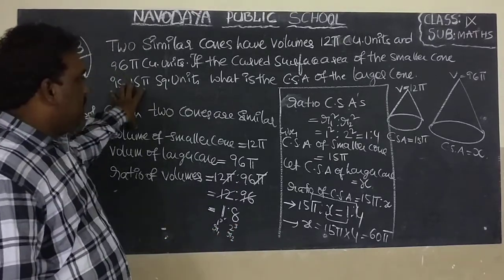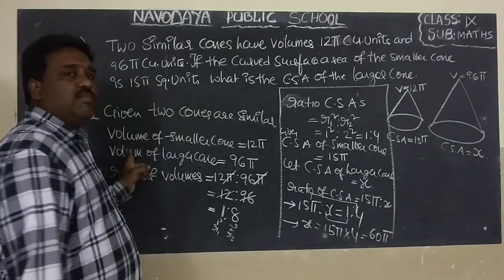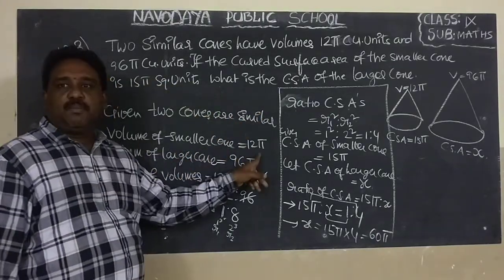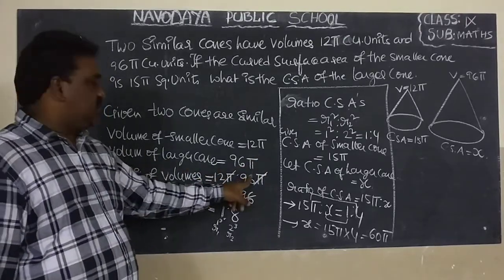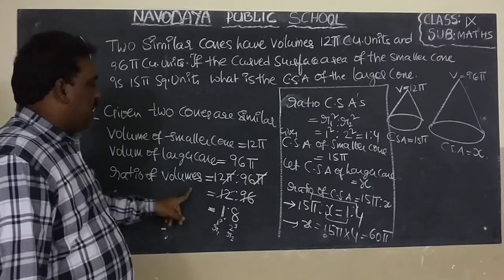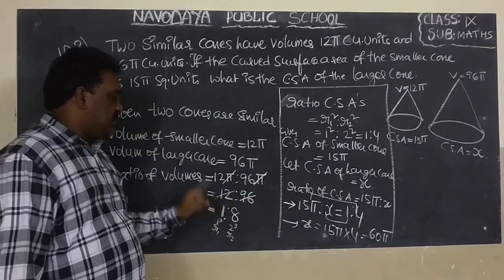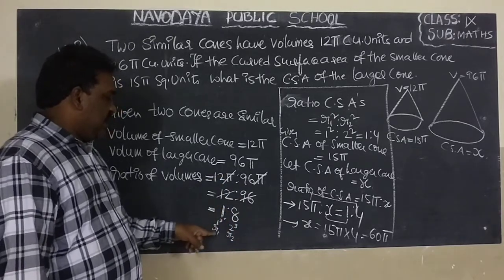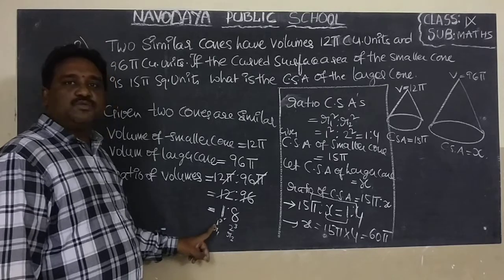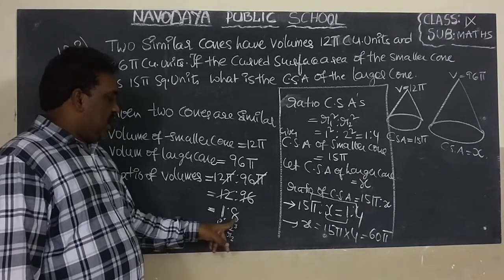See again, given two cones are similar, then volume of the smaller cone 12 pi, volume of the larger cone 96 pi. Ratio of volumes 12 pi is to 96 pi. Pi cancels. 12 is to 96, 1 is to 8. Like 1 can be written as 1 cube. R1 value 1, radius of the smaller cone. R2.